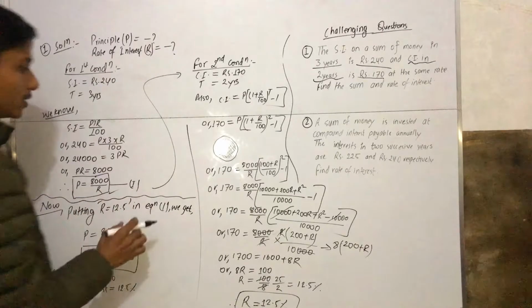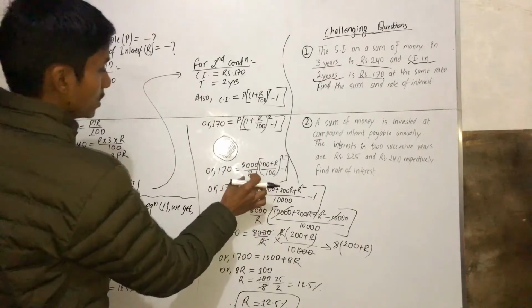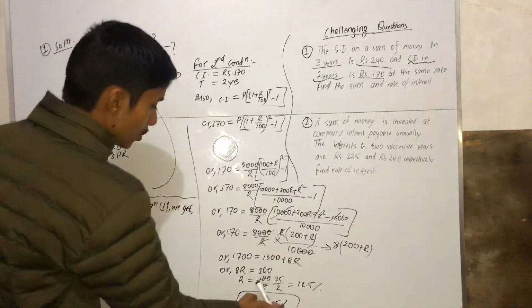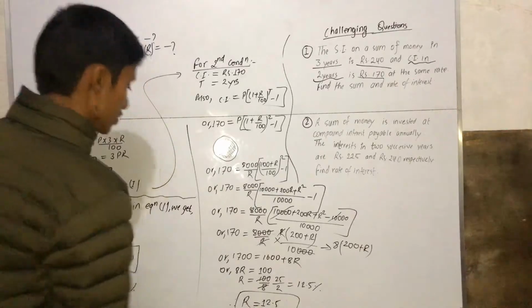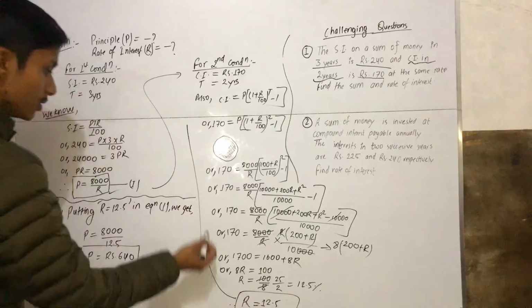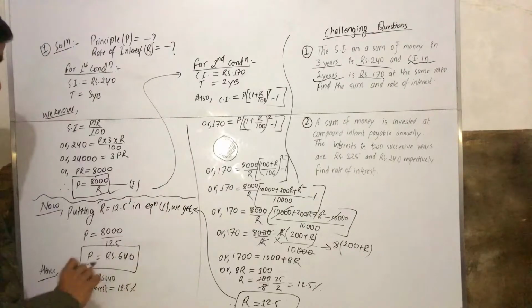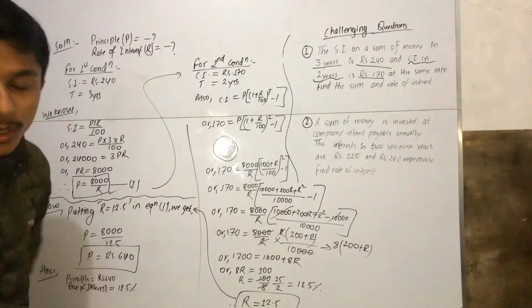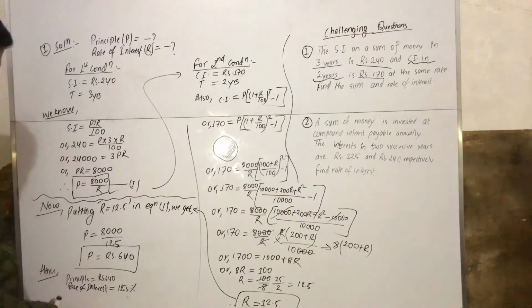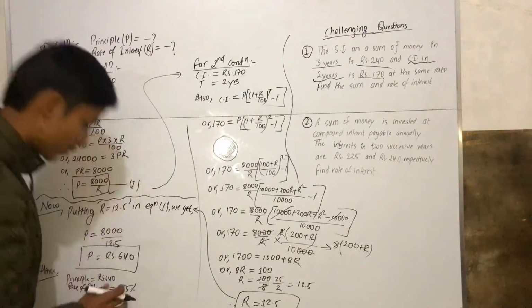Put P is equal to 8000 by R in this, then you will get this value, and just simplify this. You can simplify and you will get R is equal to 12.5. Similarly, just come here. Now putting R is equal to 12.5 in equation 1, we get P is equal to 8000 by 12.5, that is P is equal to 640. Hence principal is equal to Rs 640 and rate of interest is equal to 12.5%.